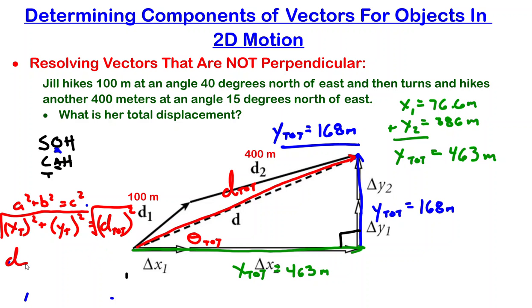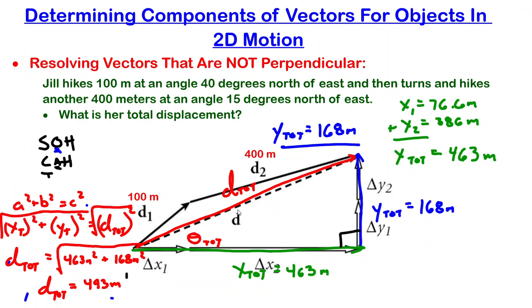So d total is equal to the square root of 463 meters squared plus 168 meters squared. So if I punch that in my calculator, keeping 3 sig figs, I end up that d total, the total displacement on this hike, is 493 meters. So even though they did 100 meters and 400, their total displacement is 493 meters.